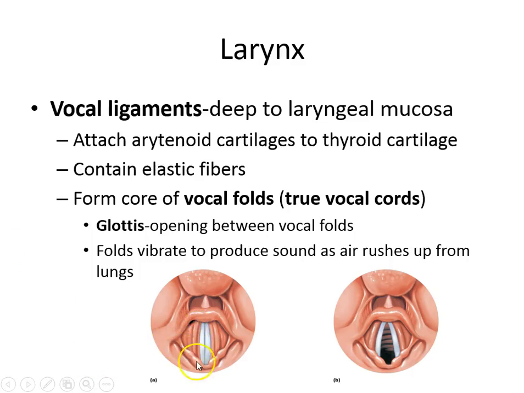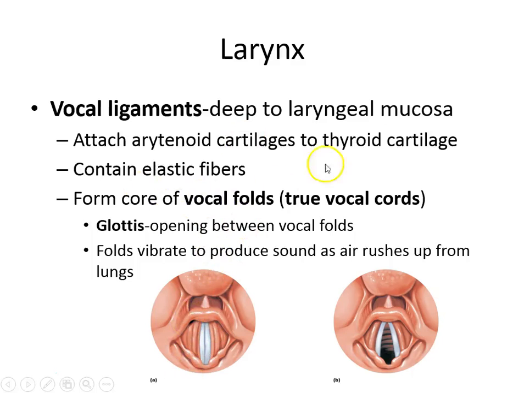You actually have two folds of ligaments in your vocal area, in your larynx. You've got your true vocal cords. Those are the white ones there. They're avascular, so they're shown as white. And then above that, you've got the vestibular folds, your false vocal cords.